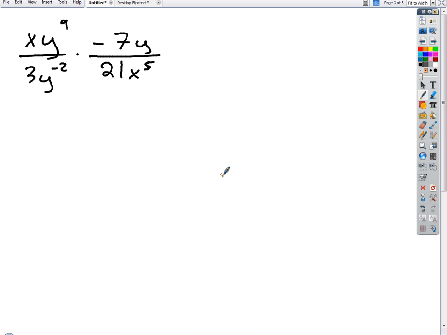There really are three different kinds of things going on here. We've got some numbers, and we've got two different kinds of bases, x's and y's, right? So let's split this up into the number part. On the top, if I just multiply straight across, the numbers I get are negative 7 over 3 times 21, right? But that's just the number part for now. Now, what about the x part? On the top, I've only got a single x to the 1, so I've got x to the 1 divided by x to the 5th. And then the y's.